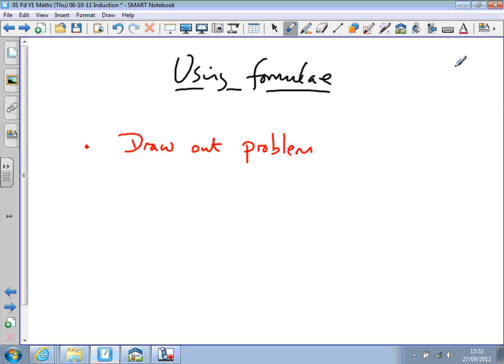So using formulae then, first step, draw out the problem. Second step, identify the formula. Identify the formula you're going to use.